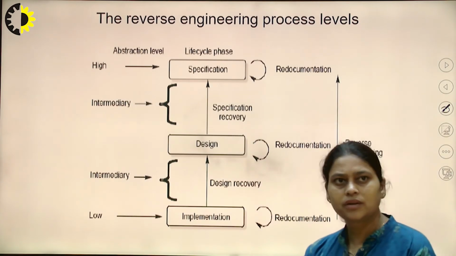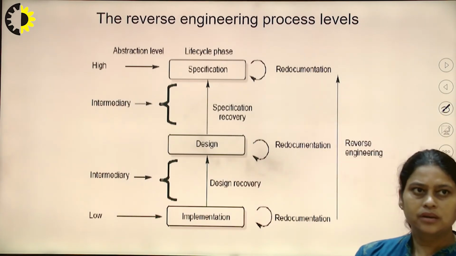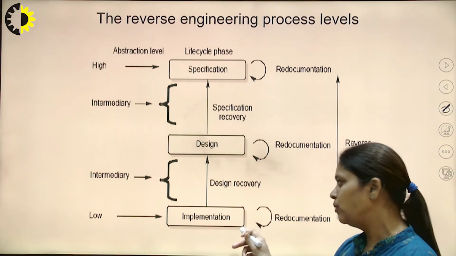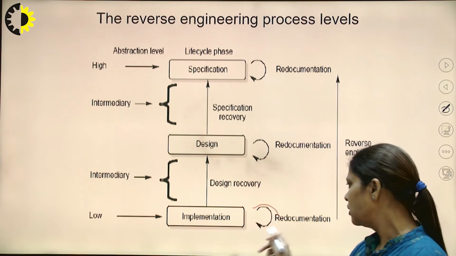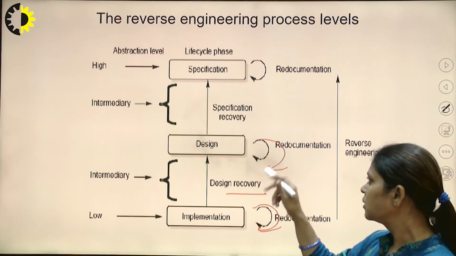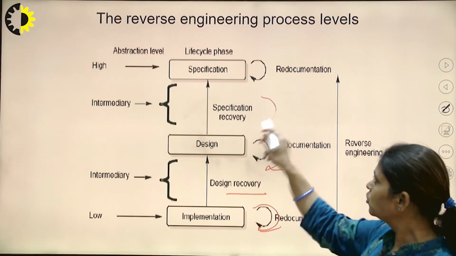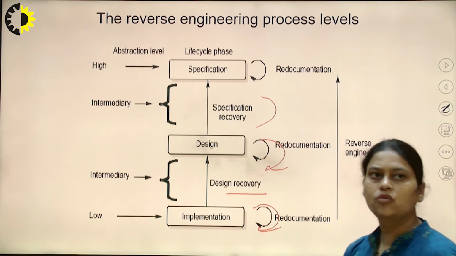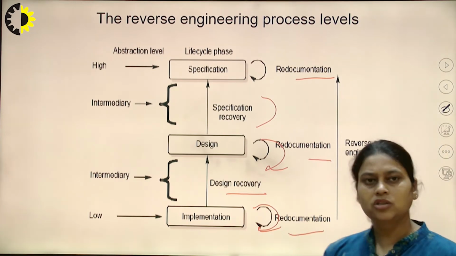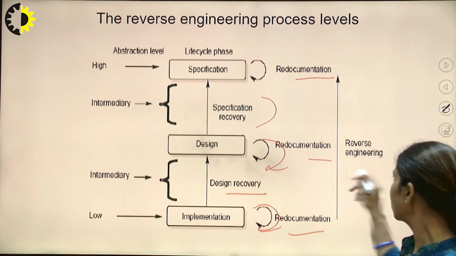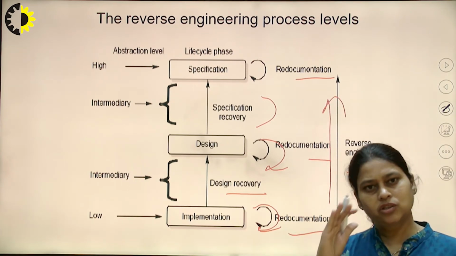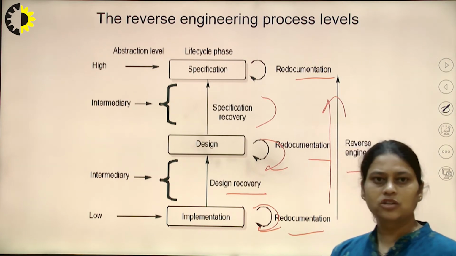This is the reverse engineering process compared with the software engineering process. In the implementation part, the abstraction level is very low. Redocumentation is there, and if you want the design recovery process, then we go for the design. If you want recovery from the specification phase, then again redocumentation is required. So this reverse engineering process starts from the implementation and goes toward the specification phase.